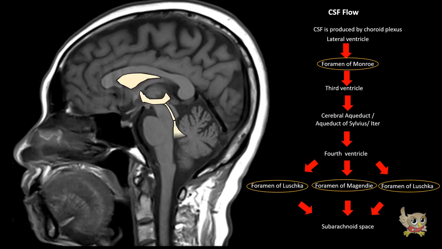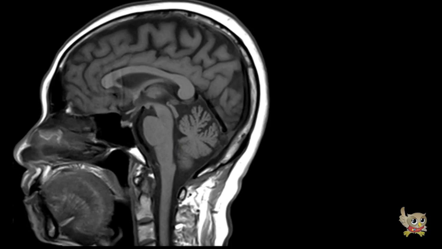After which, CSF will flow to the fourth ventricle in the pons and the medulla. It is the ventricle of the cerebellum as well. The CSF will flow out from the ventricles to the subarachnoid space via three foramina: two foramen of Luschka laterally and one foramen of Magendie medially. In the subarachnoid space, there are prominent spaces called cisterns. Cisterns are spaces within the subarachnoid space where the pia mater and arachnoid membrane are not in close approximation.